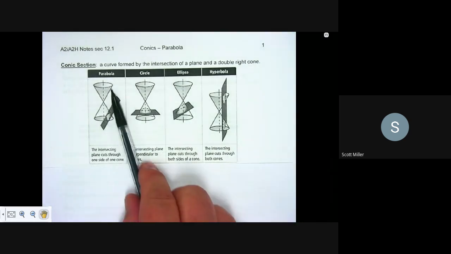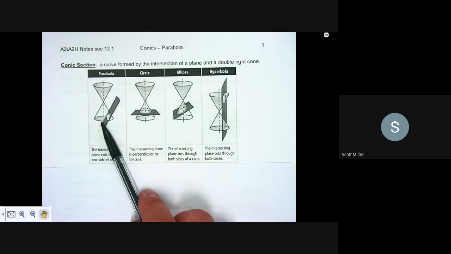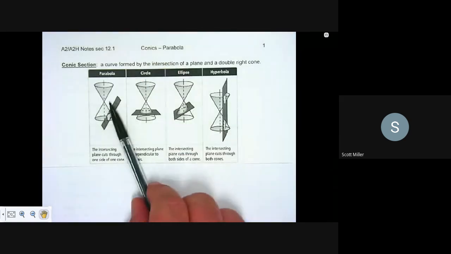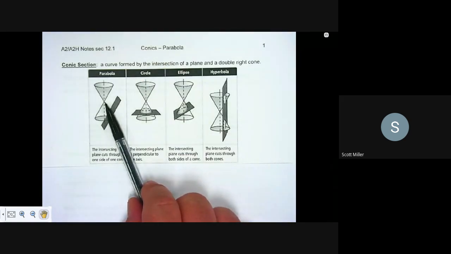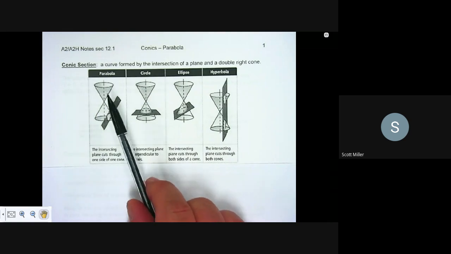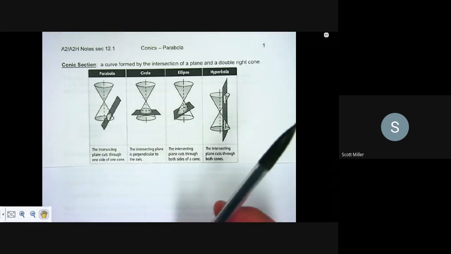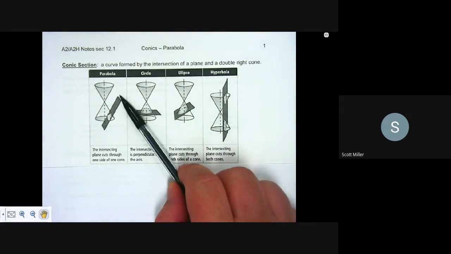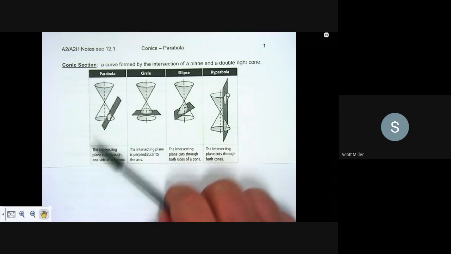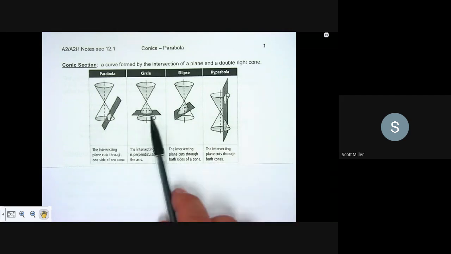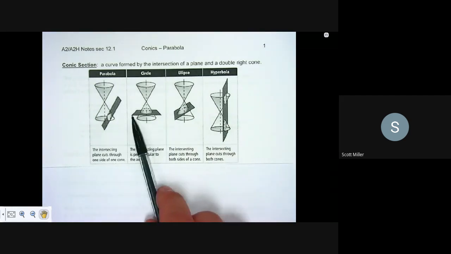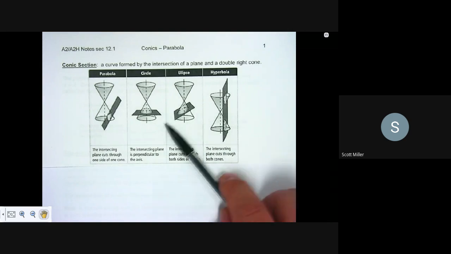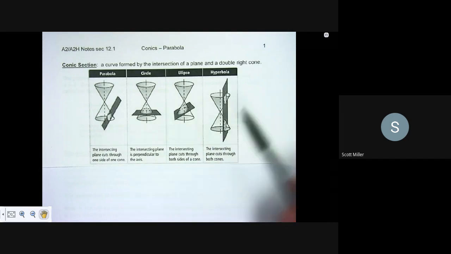Very quickly, what we have is two cones, a double right cone, and they're intersecting at the apex of both cones. And then we take a plane and we slice the cones in certain ways, and you will produce different shapes. A parabola is if I have a slice only through one cone. Then you have a circle where it's horizontal. An ellipse is a diagonal all the way through the cone like that. And then the other one would be a hyperbola. And these are the ones we're going to be looking at.